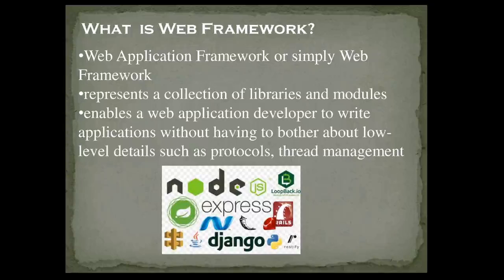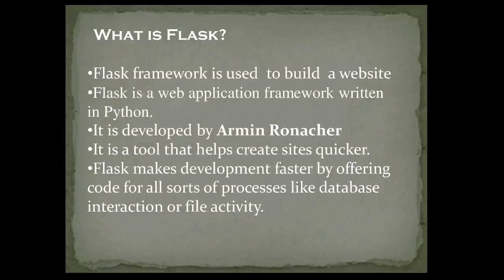Here the figure shows different web frameworks available. So Node.js, that is Node JavaScript, then Express is there, and another web framework that is supported by Python, that is Django framework is there. Then what is Flask? It is the framework which is used to build a website. So you have created web pages. When we club together different web pages, we can create a website.